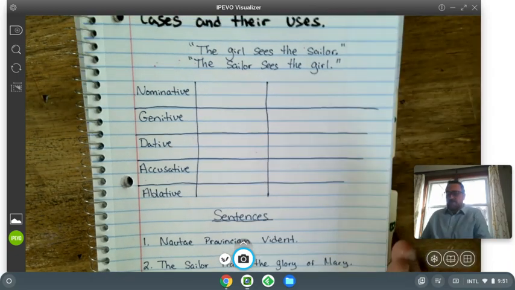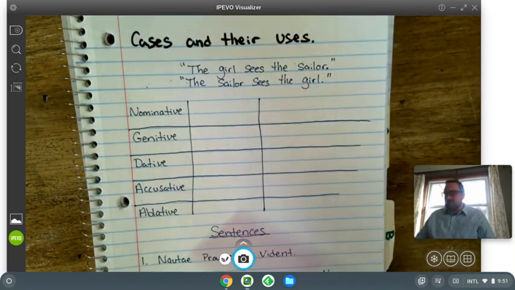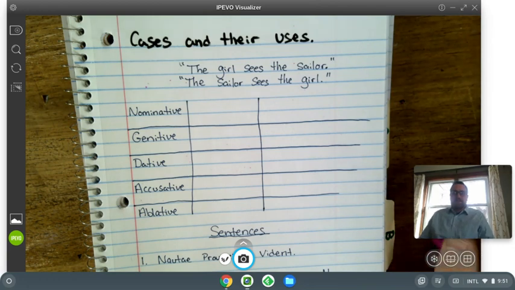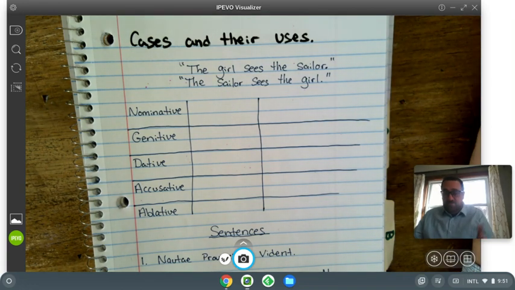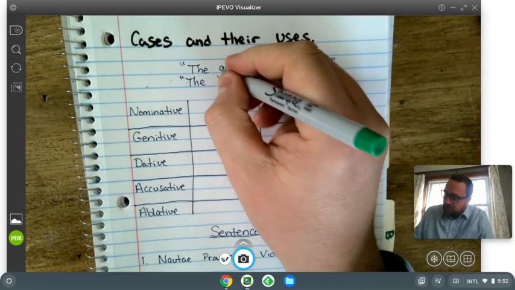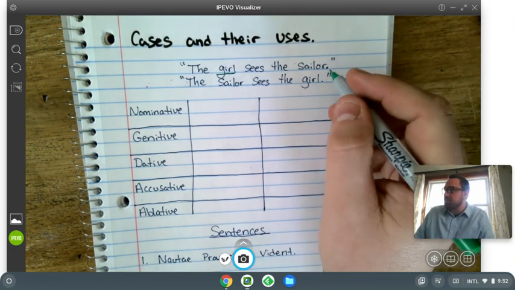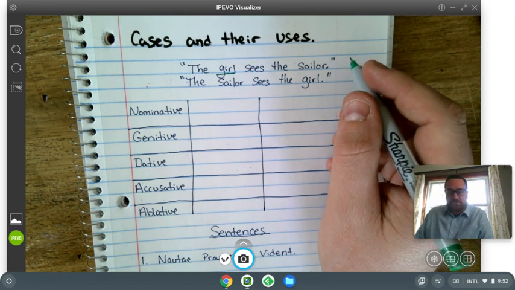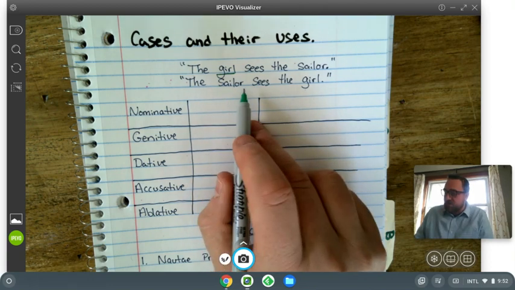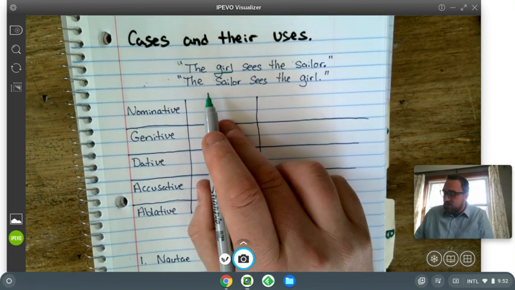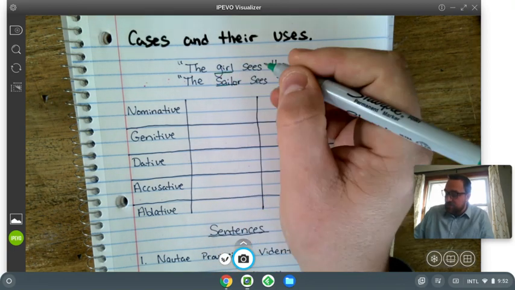All right, now I want to start with some English sentences up on the top. The girl sees the sailor, and the sailor sees the girl. These sentences are two separate sentences. They have two separate meanings to them. The girl sees the sailor. The subject of the sentence is obviously girl, because the subject is just the person or the people doing the action. In the second sentence, though, the sailor sees the girl, the sailor is the subject of the sentence.